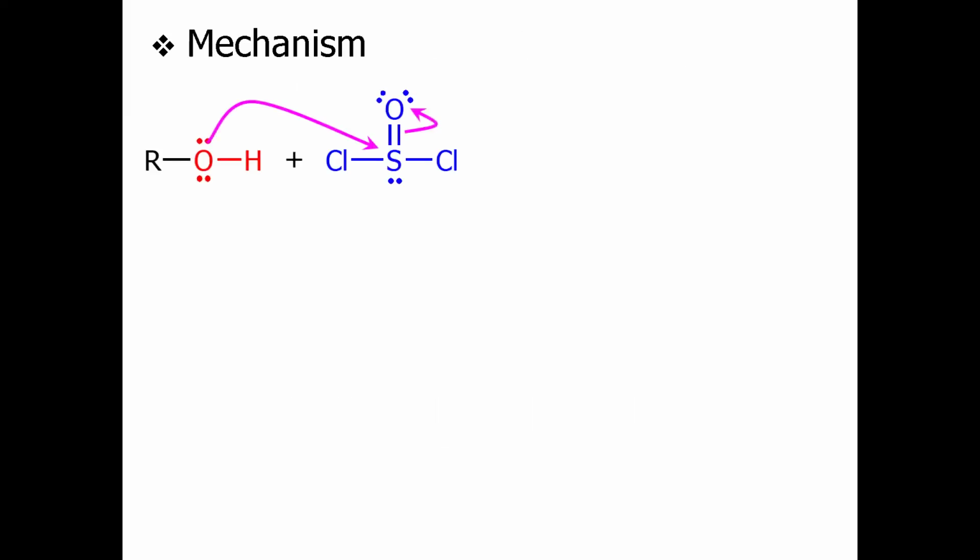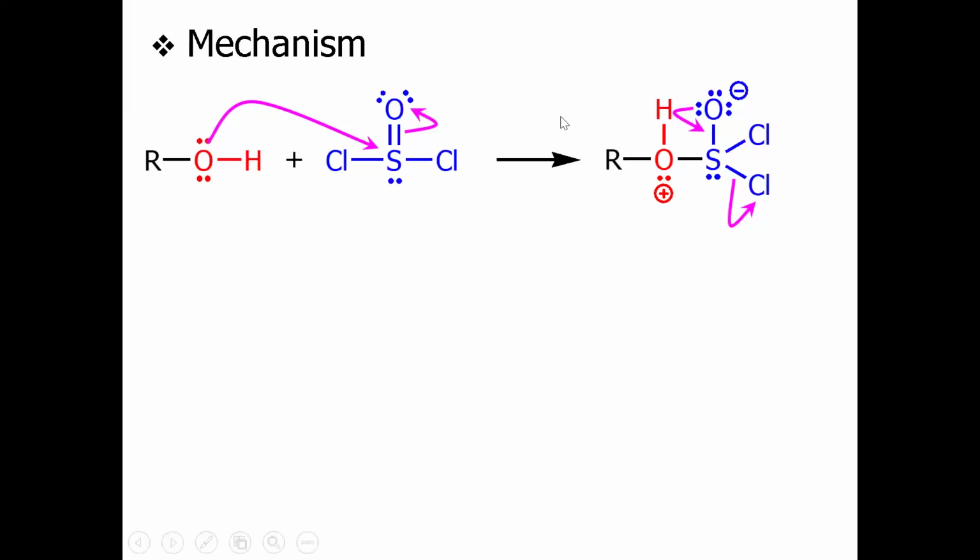The first step is the attack of the oxygen of alcohol as a nucleophile on the empty orbital of the sulfur of the thionyl chloride to give this intermediate. And in this case, the oxyanion of this intermediate will collapse to depart this chloride ion to give this intermediate.